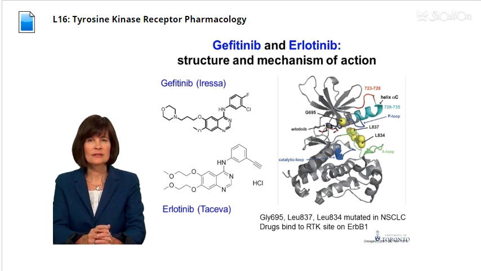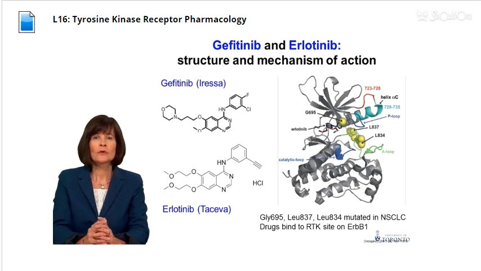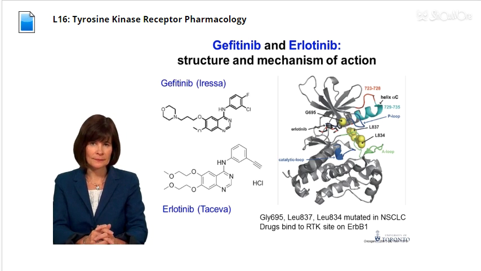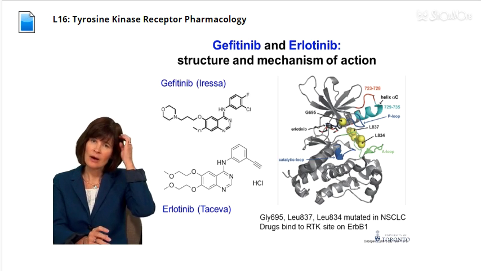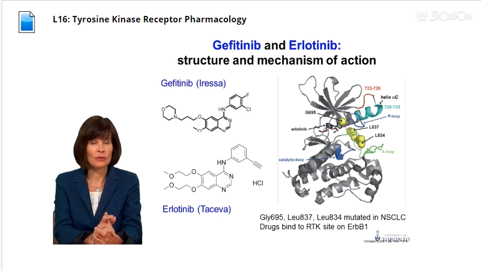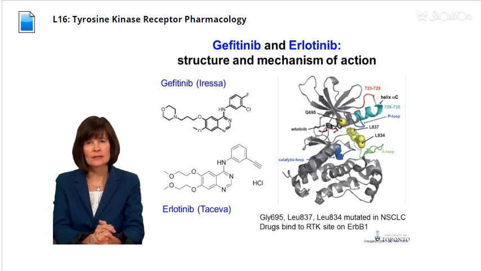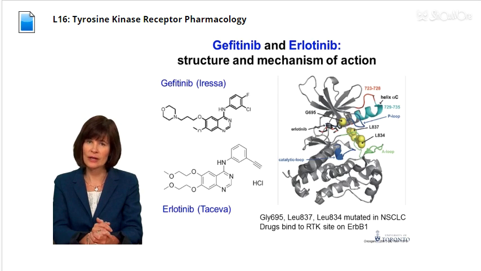In this slide, we see the structures of two of the small molecule inhibitors of ERBB1. As you can see, these are much smaller than the antibody we saw in the previous slide. These molecules are hydrophobic enough to cross the cell membrane and bind with high affinity to the receptor tyrosine kinase domain of ERBB1. The crystal structure of this domain is shown on the right of the slide, with one of these drugs bound in the active site.